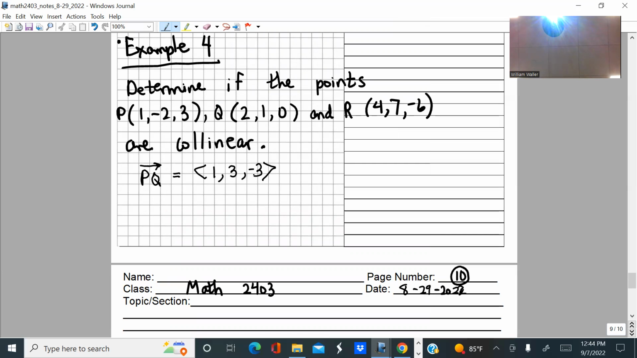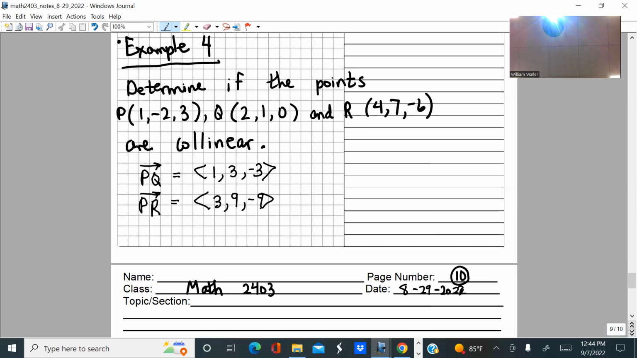And now, David, you said also try what? Do PR? And so that's also easy to calculate, right? That's going to be 4 minus 1 is 3. 7 minus negative 2 is 9, right? Minus 6 minus 3 is minus 9.